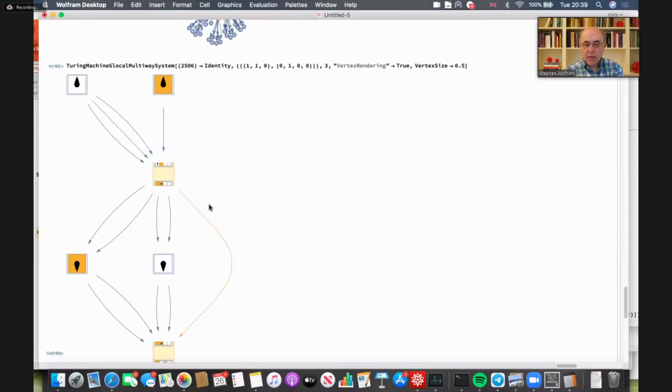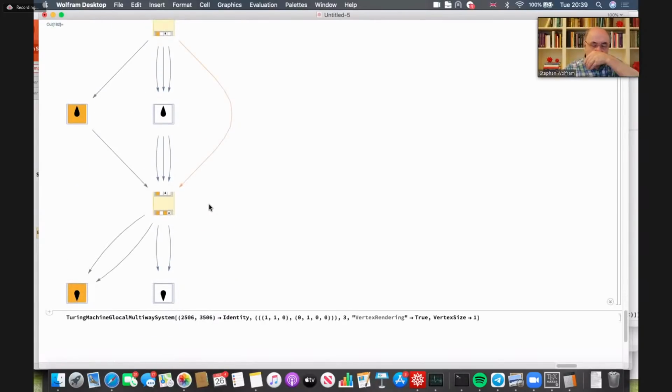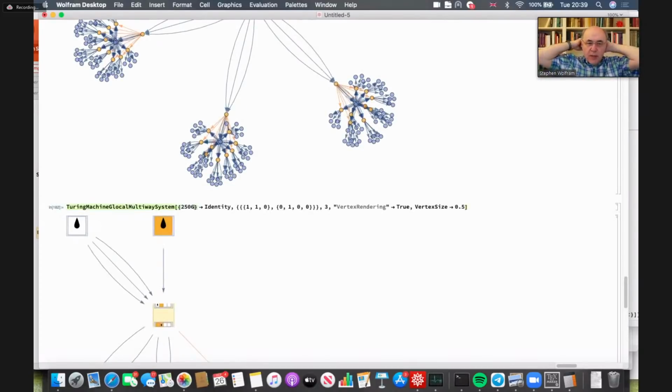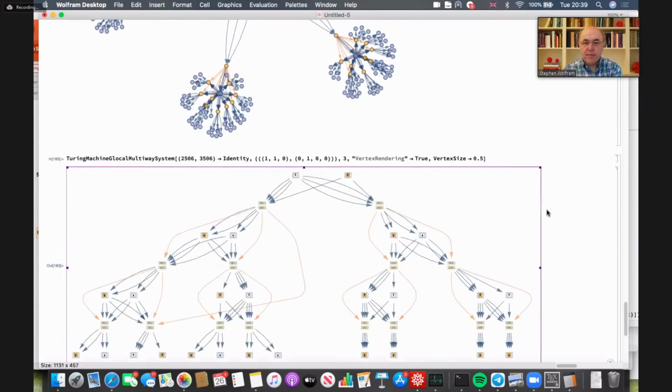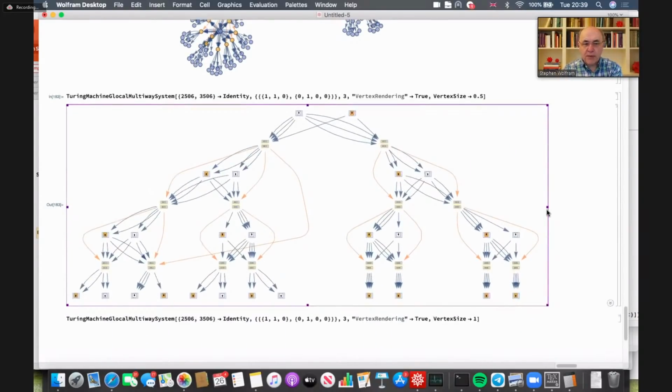Mm-hmm. Boy, this is slightly head spinning, not to think of Turing machine heads too much. Okay, the question really, as far as I'm concerned, is that one of the things we would like to do is to get a good simultaneous representation of physical space and branchial space. Does this help us with that?